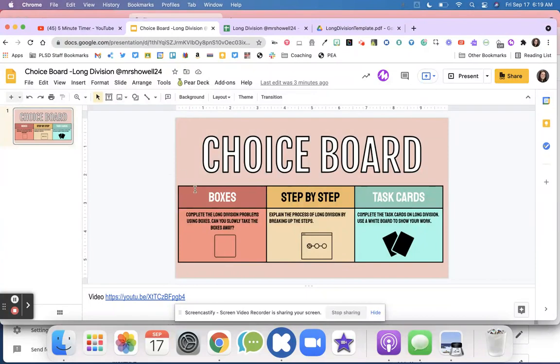But again, this choice board can really help students as they're learning long division and how to solve that.